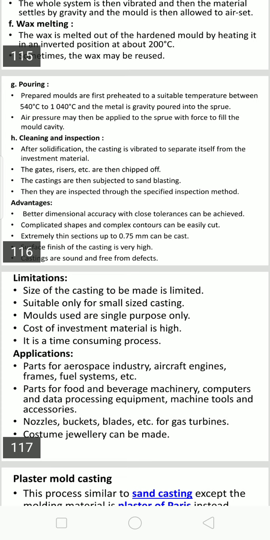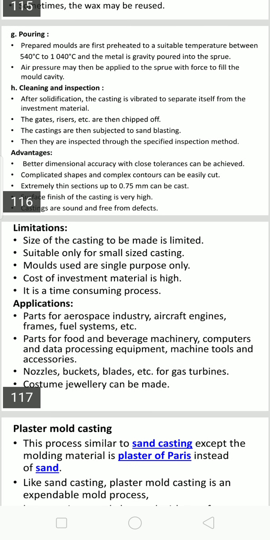Coming to the applications: parts for aerospace industries, aircraft engines, frames, fuel systems, etc. Parts for food and beverage machines, computers and data processing equipment, machine tools and accessories, nozzles, buckets, blades, etc. for gas turbines. Costume jewelry can also be produced with this investment molding process. So this is very important from the examination point of view.